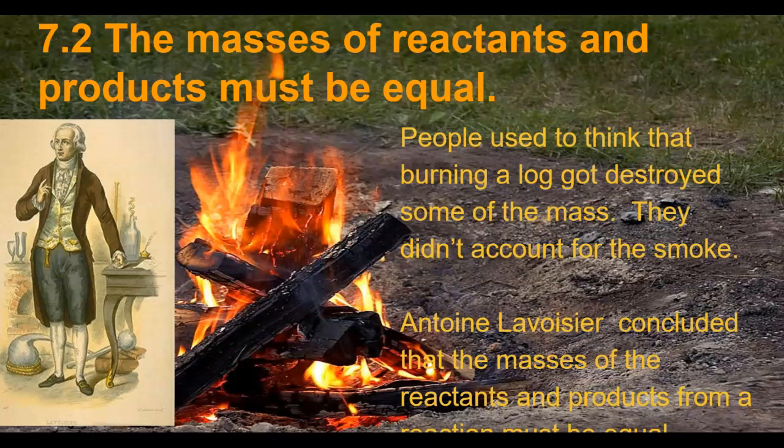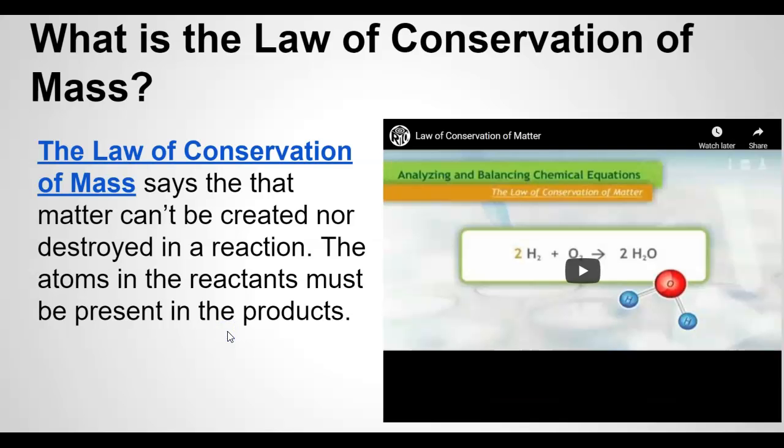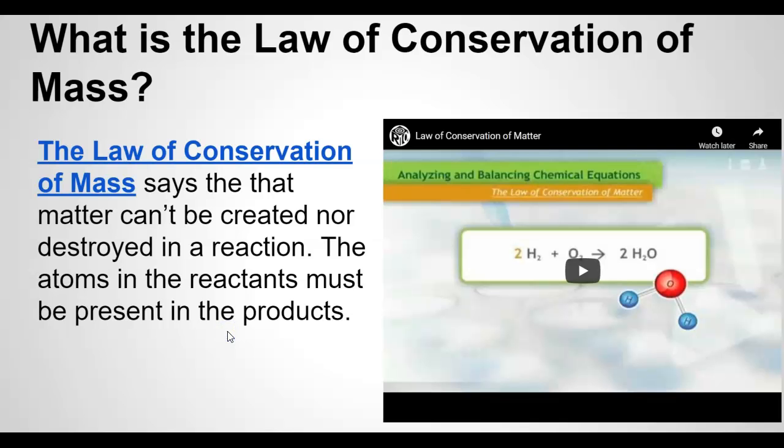So after you burn wood, you have ashes there. If you add the mass of the ashes plus the mass of the smoke, it would equal the original amount of mass in that piece of wood. We call this the law of conservation of mass. Matter cannot be created nor destroyed in a reaction. The atoms in the reactants must be present in the products. In other words, you have to have the exact same number of atoms on each side.